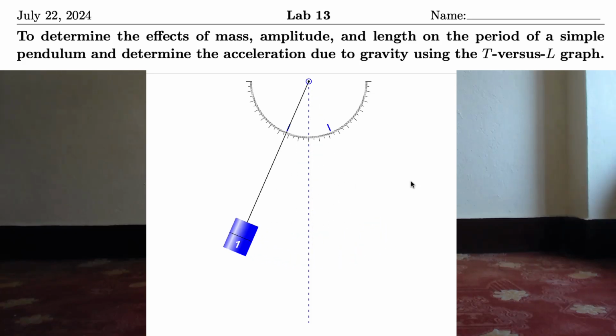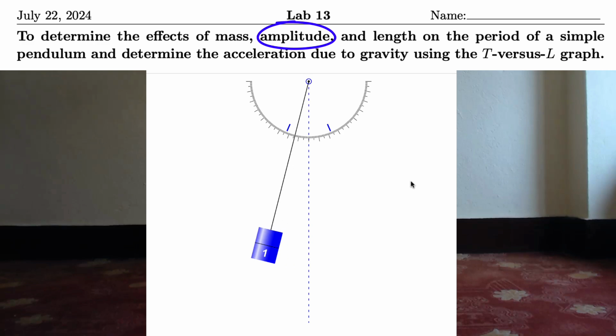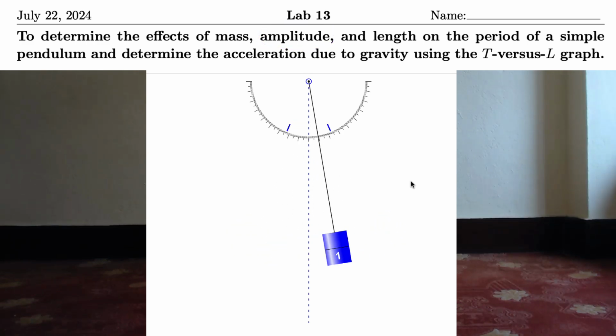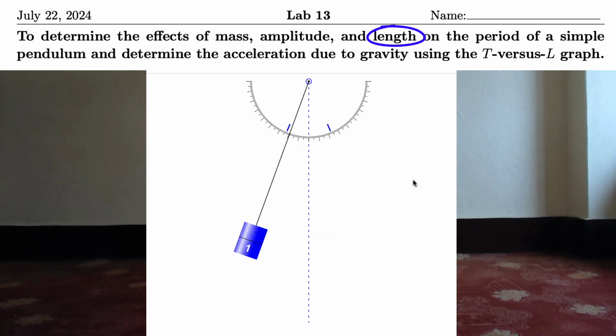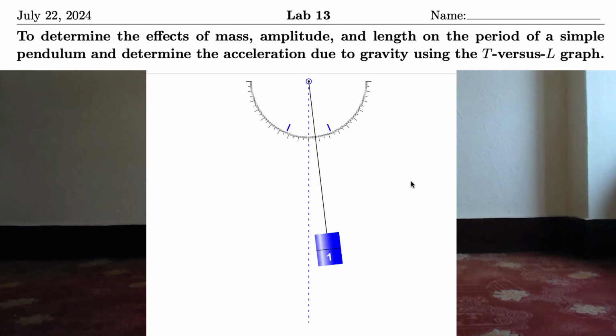In this lab, we'll be looking at 3 different factors that could affect the period of a simple pendulum. In other words, we'll look at whether or not the mass of the pendulum could affect its time period. Likewise, whether or not the amplitude of the oscillation affects the time period, and whether or not the length of the pendulum affects its time period. So we'll be looking at those 3 factors, whether or not they affect the period of the pendulum.